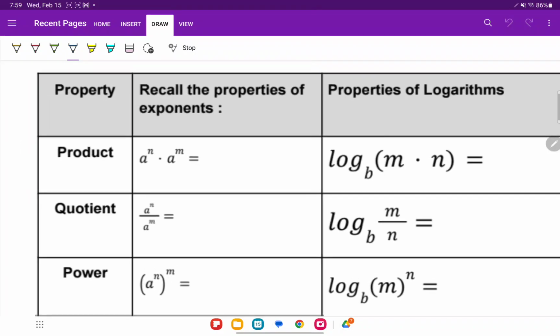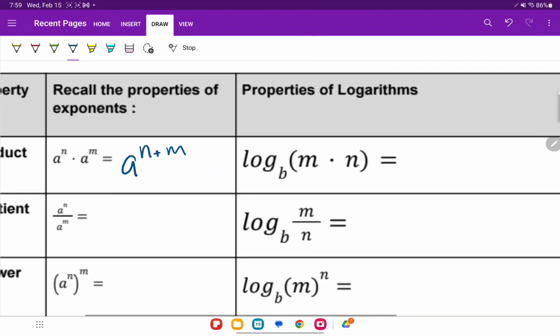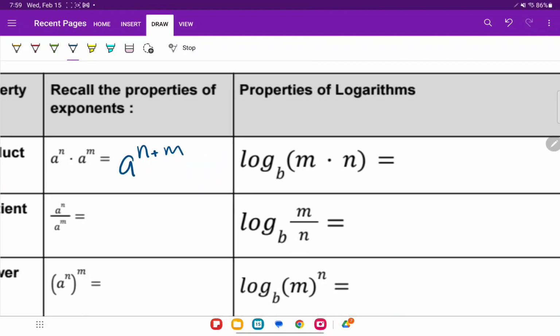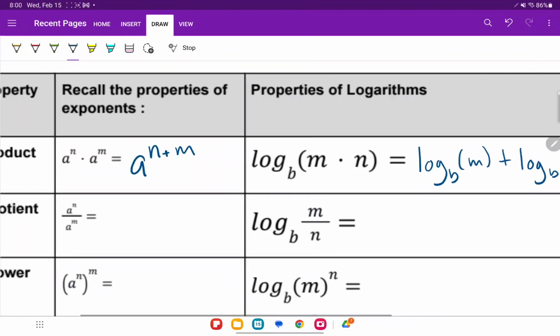If you recall, for this one here, when we have a to the n times a to the m, it's going to be a to the n plus m. You add the exponents together. So how does that relate to the properties of logarithms? Well, when you have a log base b and you have m times n, since they're being multiplied, we're going to add. So here we're going to write two logarithms: log base b of m plus, and now we have to have the same log base b of n. Notice we expanded it by addition.